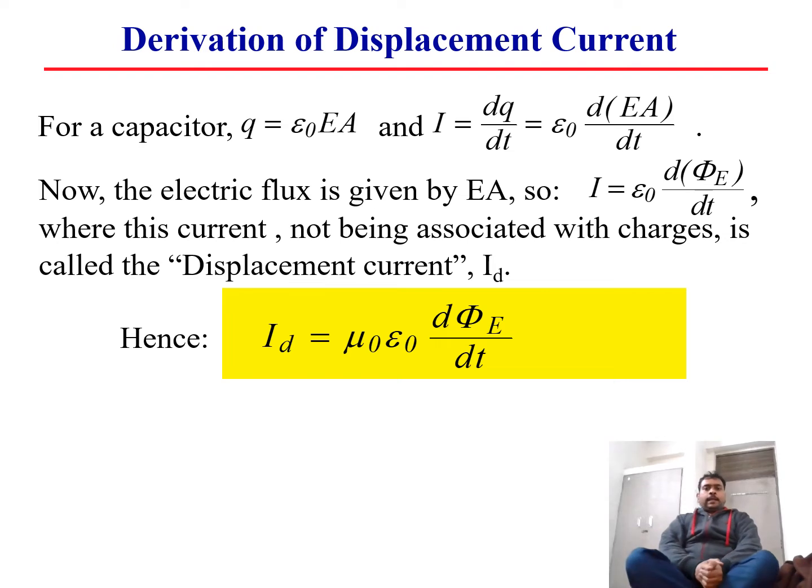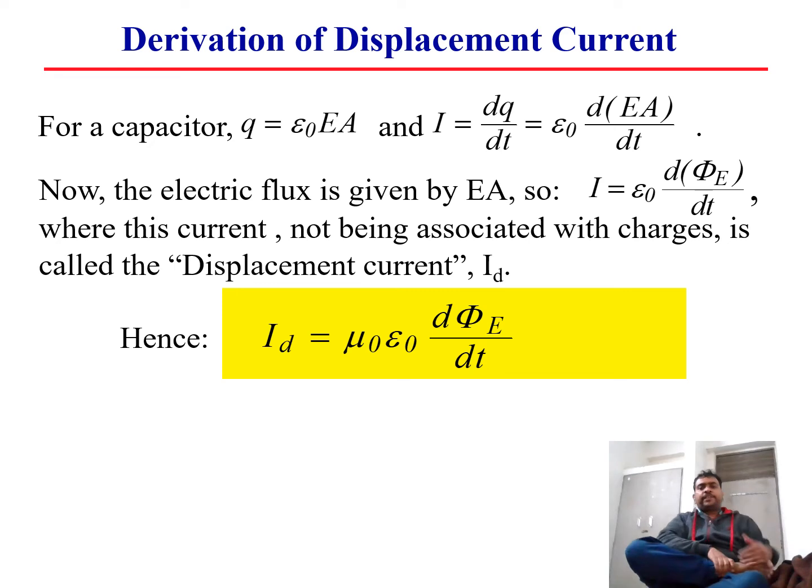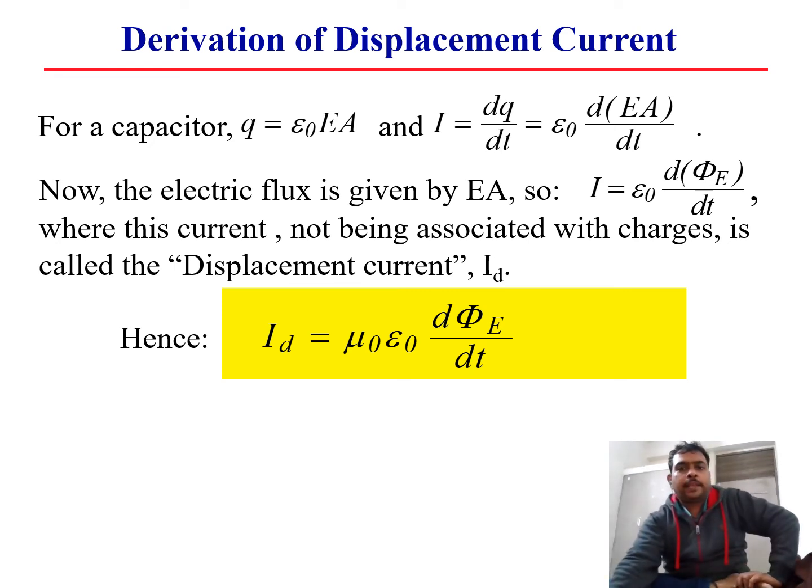So if you try to derive this displacement term for a simple capacitor, you know that Q is equal to epsilon 0 EA, which you can write simply for a capacitor, where A is the area of the plates, E is the electric field and epsilon naught is the permittivity. If I differentiate it with respect to time, then I is equal to dQ by dt.